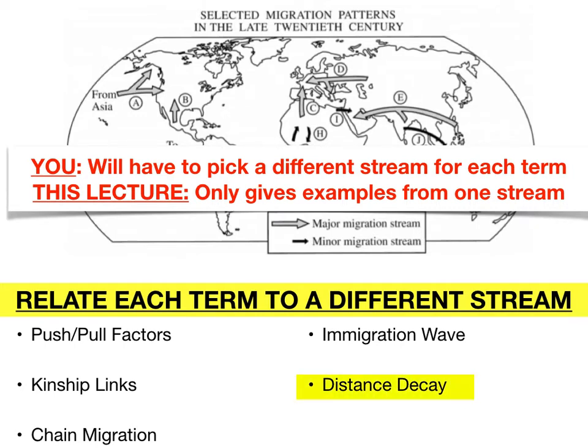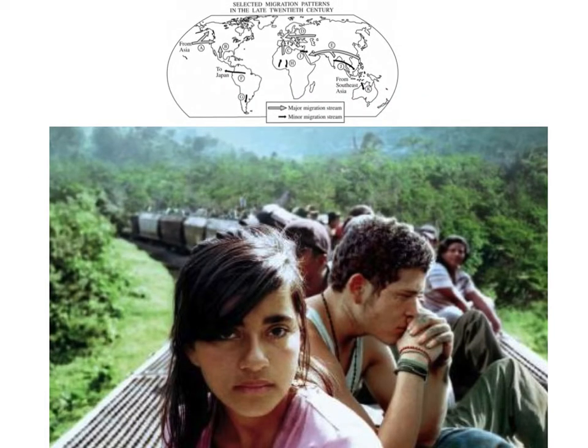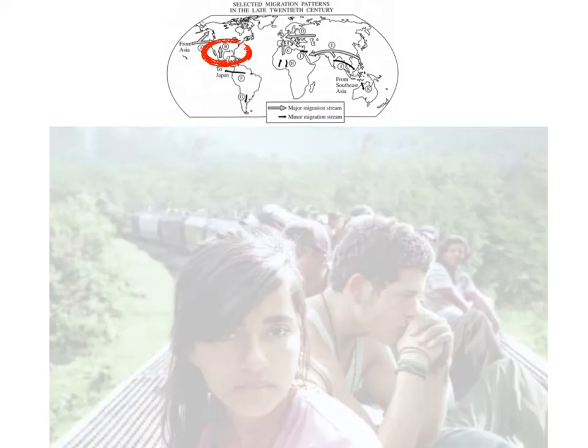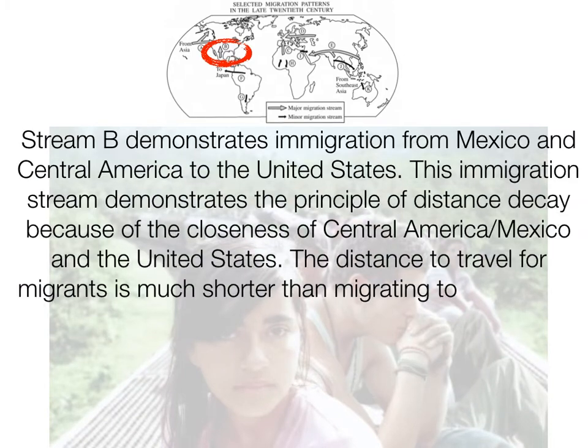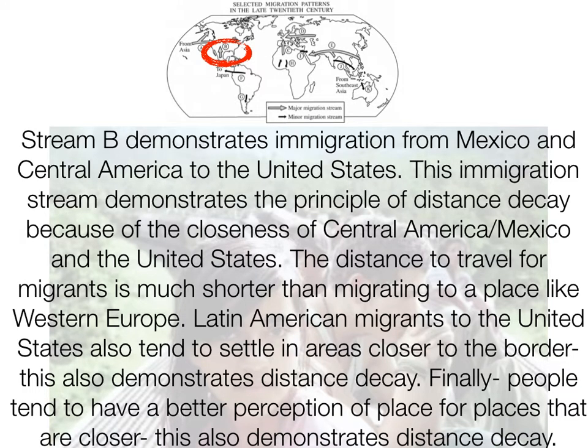Okay, we'll start here with distance decay. The stream that I'm going to use to illustrate the concept of distance decay is stream B. Now it's important when you start your answer, whenever you see letters on a map on the AP exam, it is very important to identify the letter and then be very clear about the locations that that letter represents. So here's the sample answer that I'm giving as a part of this lecture. Stream B demonstrates immigration from Mexico and Central America to the United States. So I'm using the letter and then I'm clearly identifying the locations. It's a part of the answer.